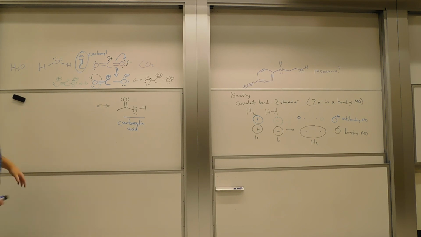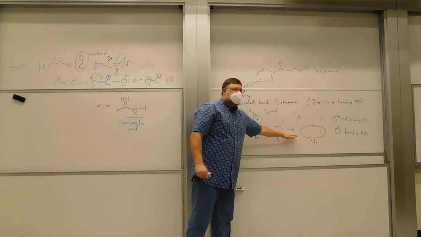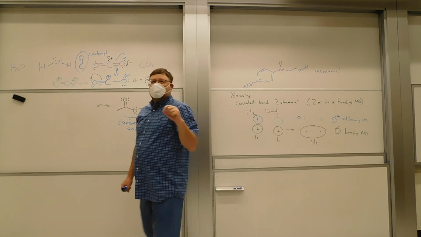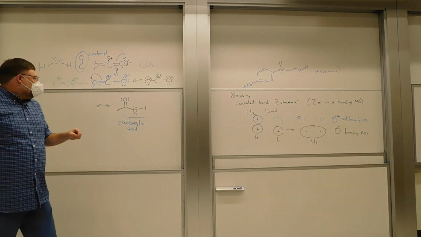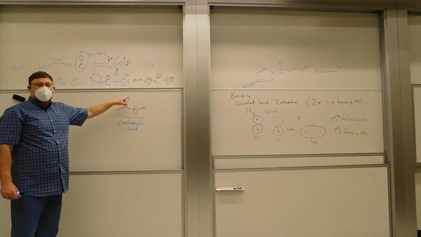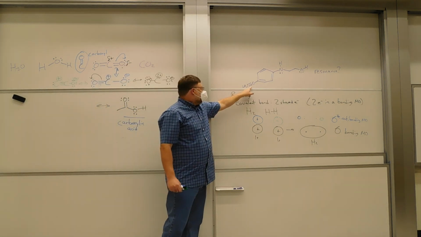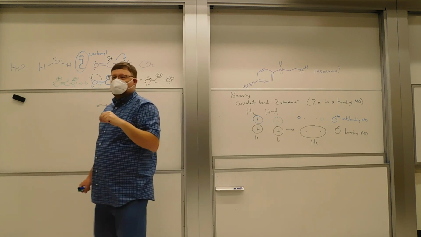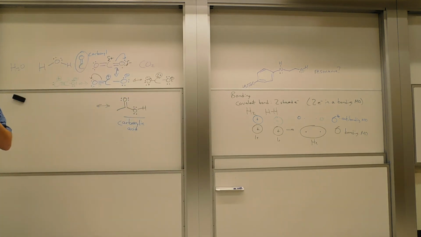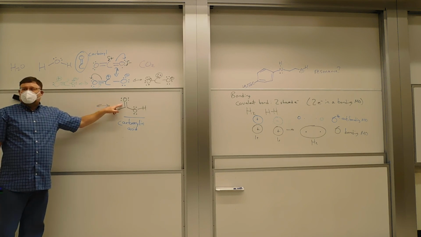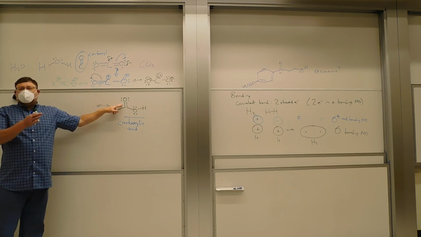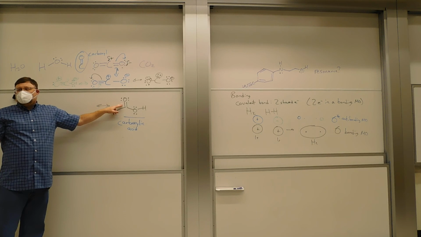The sigma bond forms first. I erased my pi bond, but every bond, if you see a single bond, it's a sigma bond. If you see a double bond, it's a sigma and a pi. If you see a triple bond, it's a sigma and two pi's. You can never break the sigma bond. The sigma bond is the strongest, the most stable. But you can break a pi bond. If I move the pi electrons, I'm not changing how the atoms are bonded.